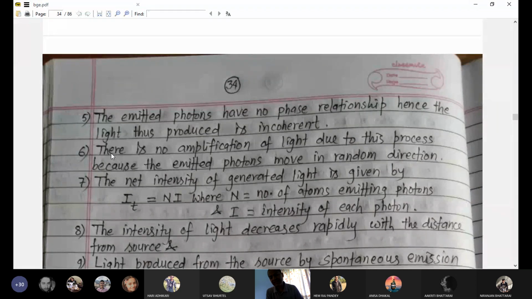If the light is incoherent, then its nature is similar to ordinary light. Its nature is not similar to laser light. So you can say spontaneous emission cannot produce coherent light. So it is not the principle of laser. Now, another is there is no amplification of light due to this process. There is no amplification of light because the emitted photons move in random direction.